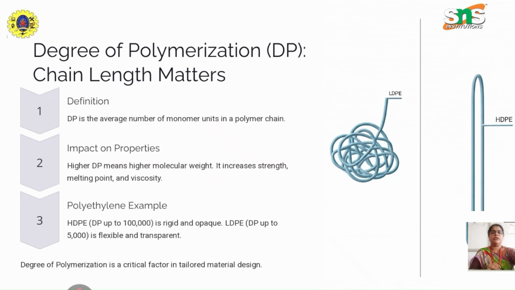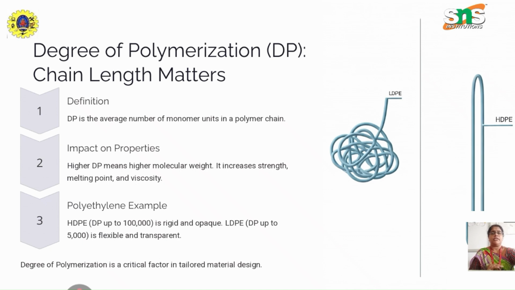So there is an important term called the degree of polymerization in polymer chemistry. This degree of polymerization tells you how much chain length is there. So how do you define it? Degree of polymerization is the average number of monomer units in the polymer chain. We know that the polymer is made up of monomer units, so the average number of monomer units gives you the degree of polymerization.